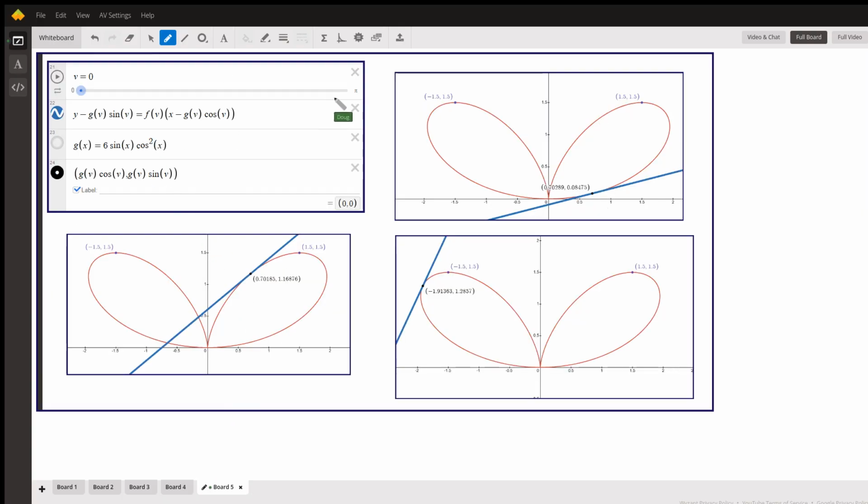Okay, and here's how you can actually show the tangent lines. This is the equation for a tangent line where g of v is the formula for r, and then g of v times the sine gives you the y-coordinate. Here's the derivative, which is the slope, times x minus the x-coordinate of the point of tangency. So that's what all of these guys are right here.